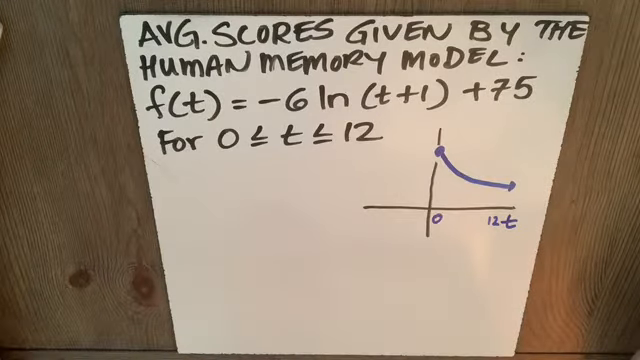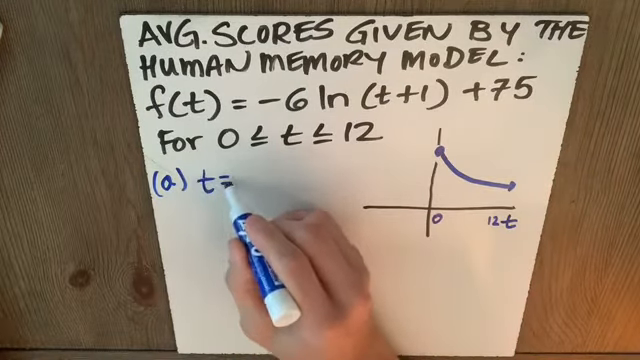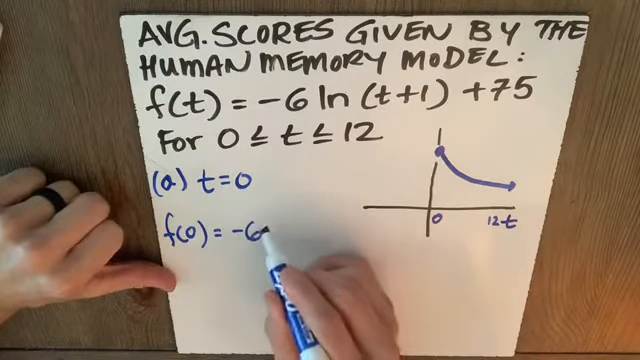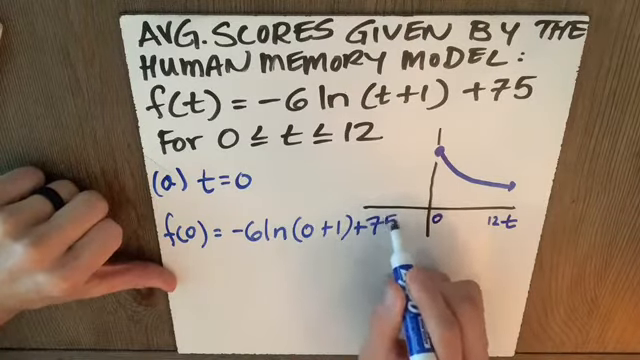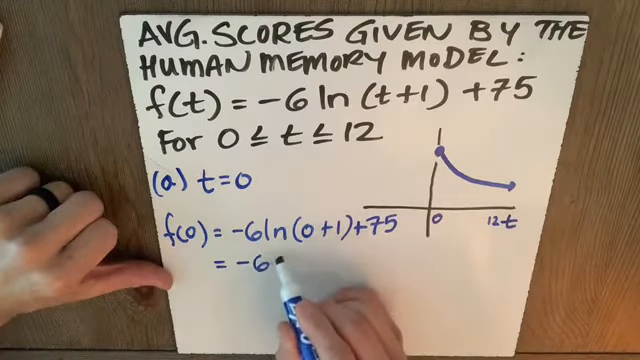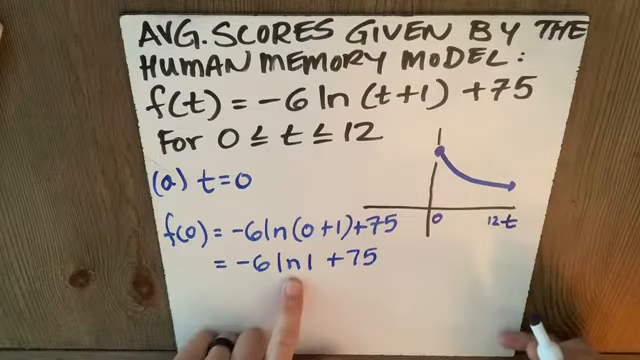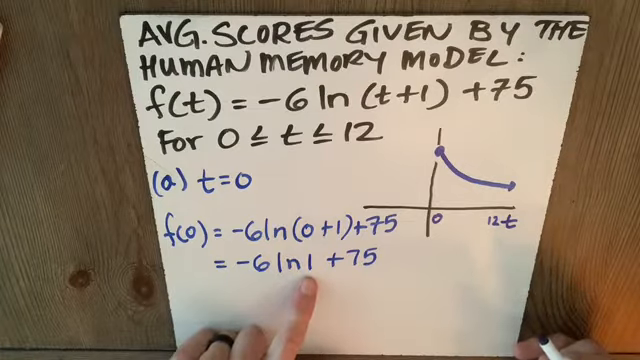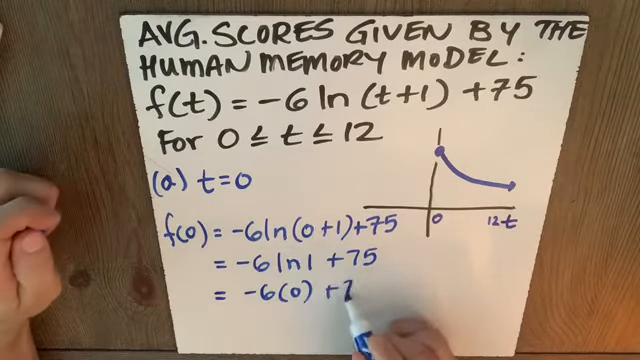So the first question is part A. What is the average score on the exam at t equals 0? Well, f of 0 will be -6 natural log of 0 plus 1, plus 75. We know that simplifies to -6 natural log of 1 plus 75. Now, natural log of 1, or log base e of 1. E to what power gives us 1? It's 0. So this is going to be -6 times 0 plus 75.